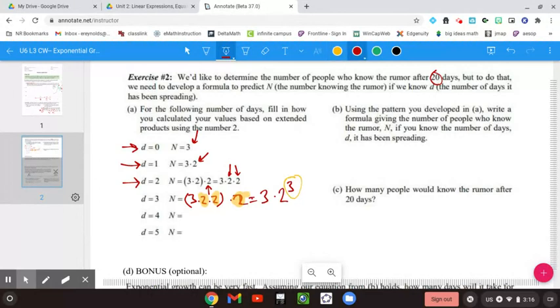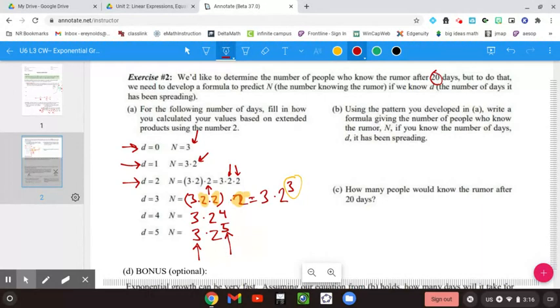So how many 2's, how many times are we doubling by the fourth day? That's going to be 3 times 2 to the fourth power is how many people know the rumor. And then 3 times 2 to the fifth power. Are we seeing a pattern yet? So we have our starting value and we keep doubling each day. So times 2 to whatever amount of days we're on.